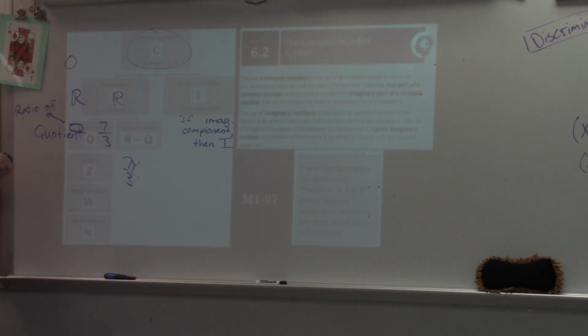So it has to be a ratio of integers. Has to be a ratio of integers. To be a rational number, it has to be a ratio of integers. As soon as you put a non-integer in there, an irrational number, it's going to be irrational.